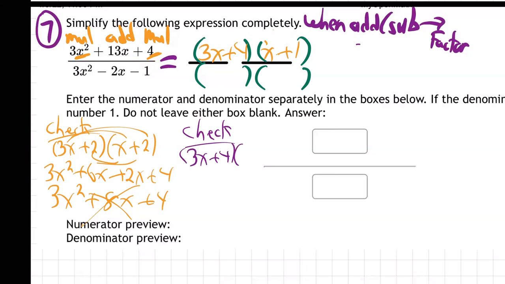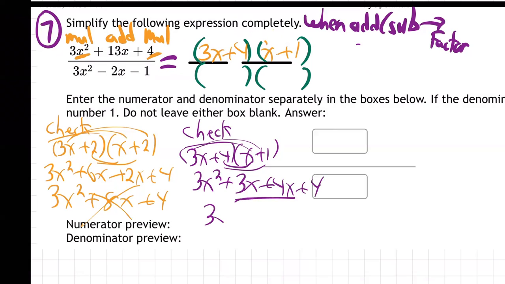So (3x + 4)(x + 1). Here we go. Boom and a boom. 3x squared plus 3x. Boom and a boom. Plus 4x plus 4. Those two in the middle make 7x. That's not right. It's supposed to be 13x in the middle.